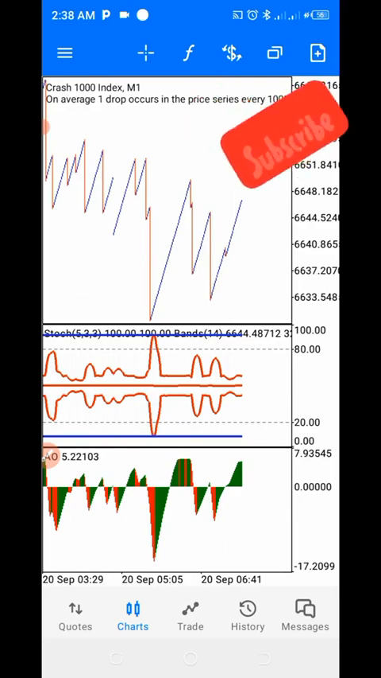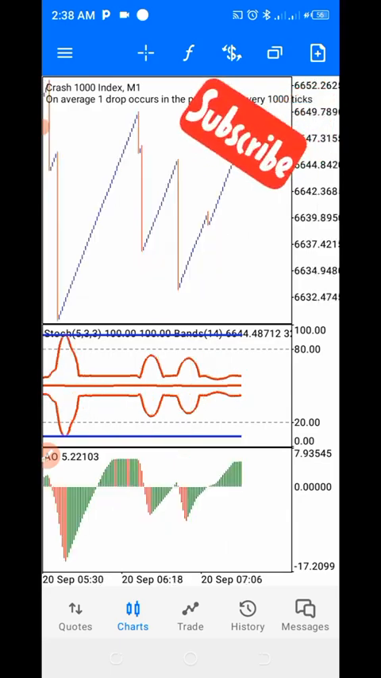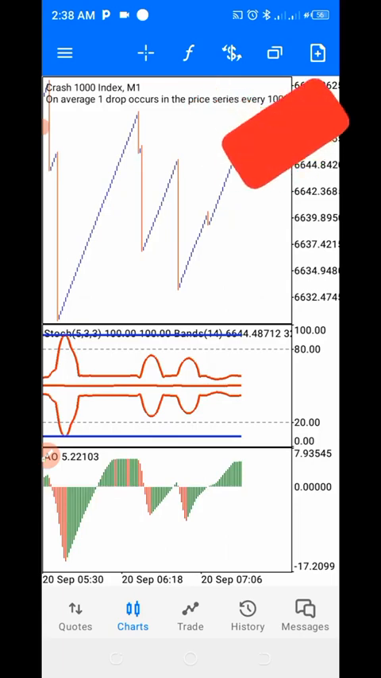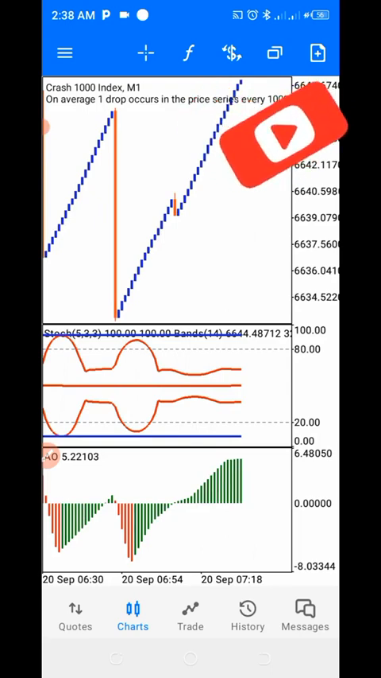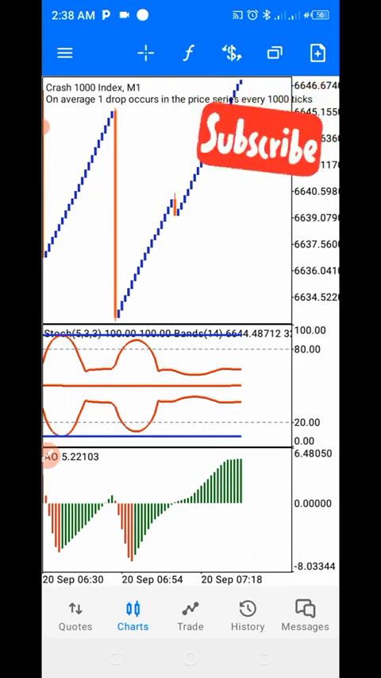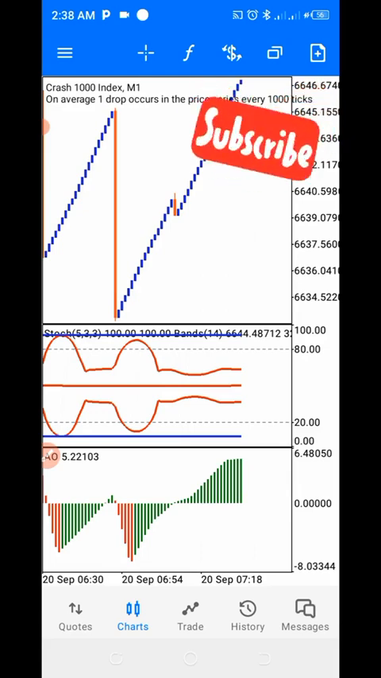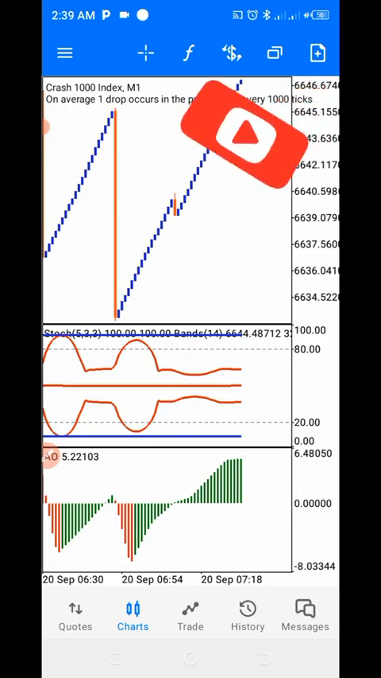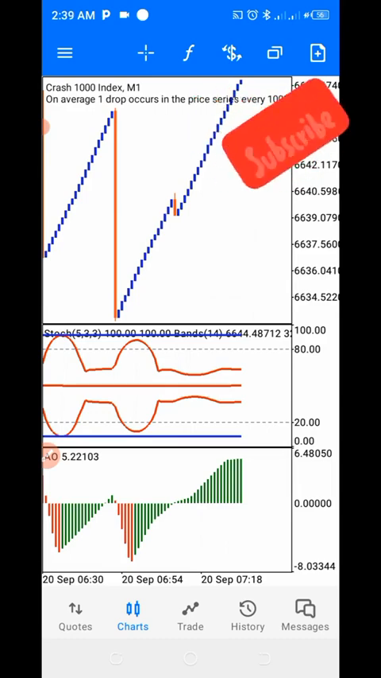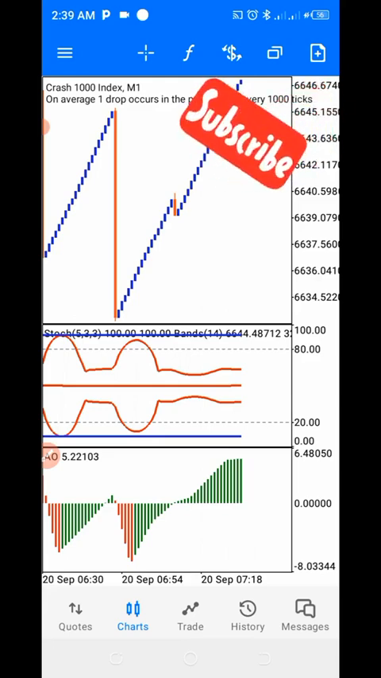So this is zoom level 1, this is zoom level 2, and this is zoom level 3. We're going to be using zoom level 3 for those that use iPhone, and zoom level 2 for those that use Android. So that is what we're actually going to be using, and that is the first condition on this strategy.